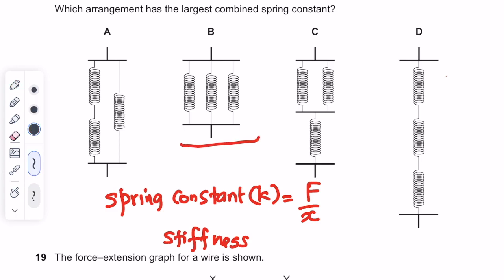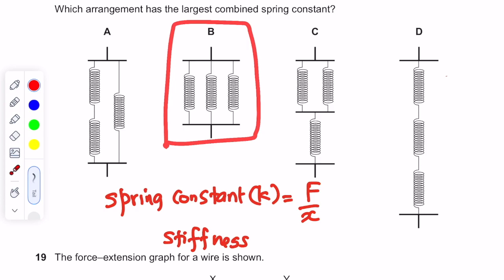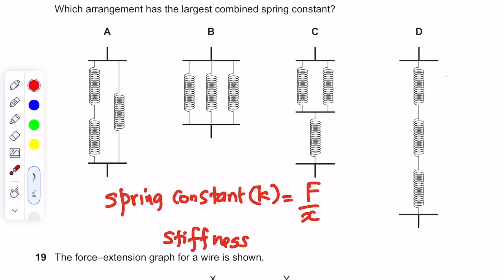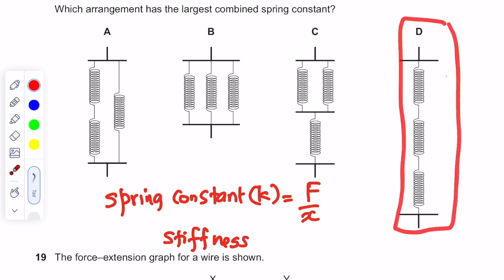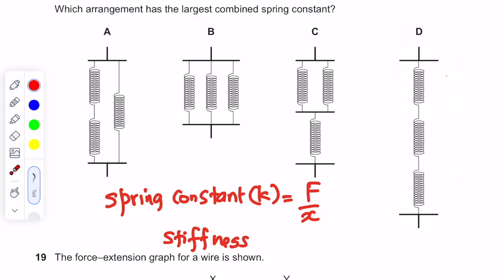And by intuition, by day-to-day experience, we know if you put 3 springs in parallel, the combination becomes stiffer, right? Even more difficult to pull apart. So this must be the one with the highest spring constant, and on the other hand, to get an extension from this spring, it is much easier. So the spring combination with the largest spring constant, or most stiff, is answer B.